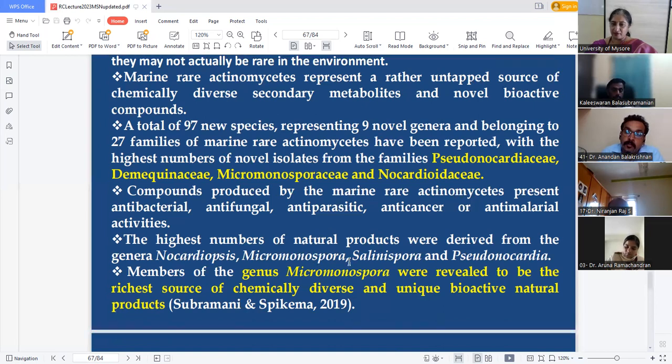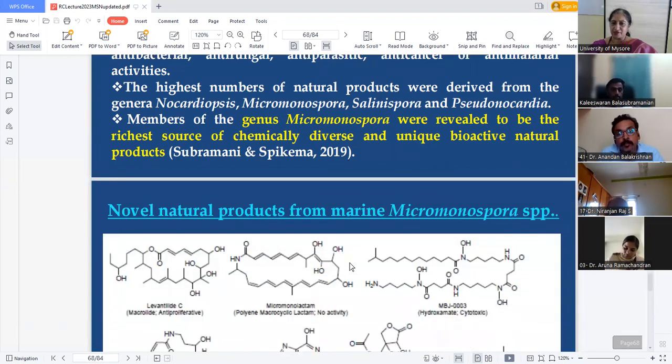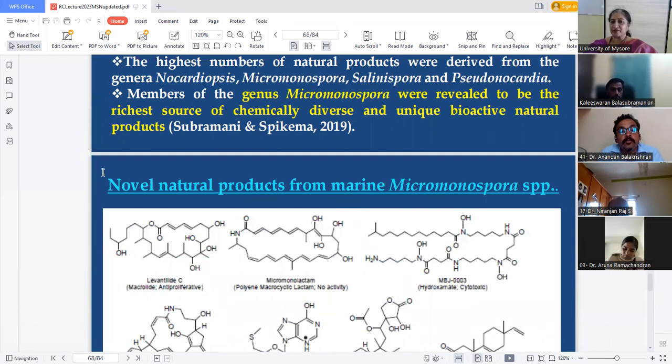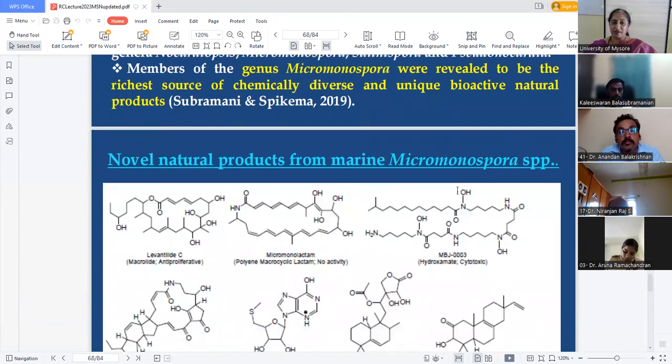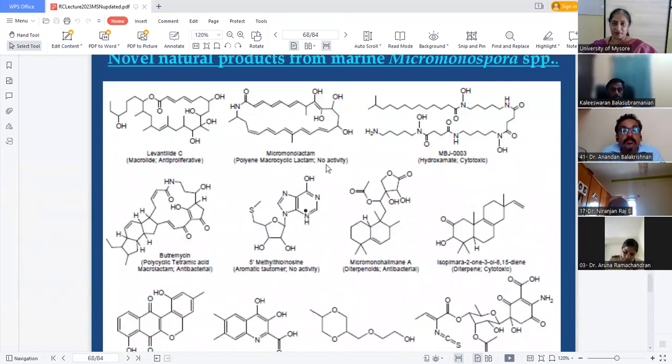And we have several reviews that have been given. So one of those is novel natural products from marine Micromonospora species. So there is a label here. It produces a macrolide that is anti-proliferative.